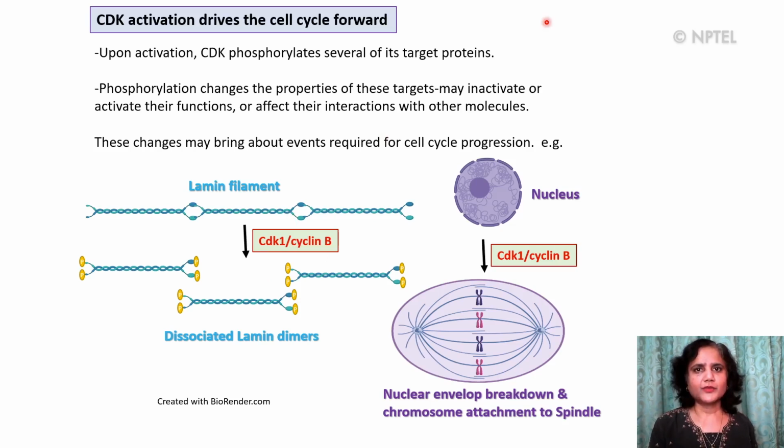Some other examples of CDK targets are inner membrane proteins of the nucleus. Their phosphorylation causes detachment of the inner membrane from lamins and from chromatin. And also the nuclear pore complex, which results in the disassembly of nuclear pores.